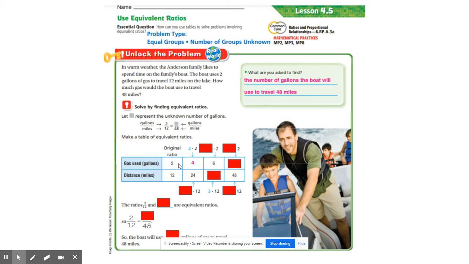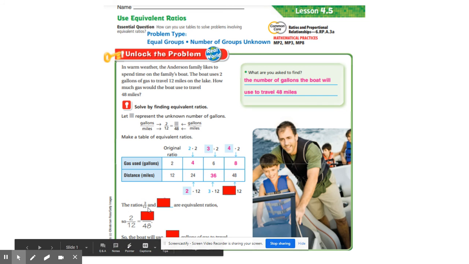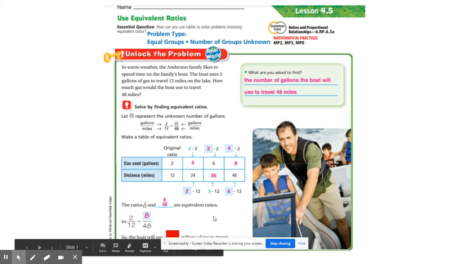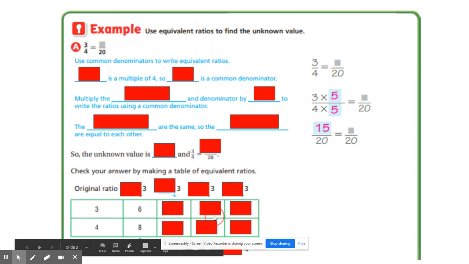Our original ratio was 2 to 12. If we double that, we would get 4 to 24. If we triple that, we're going to get 6 to 36. And if we multiply by 4s, we're going to get 8 to 48, which is what we're looking for. So the ratios 2 to 12 and 8 to 48 are equivalent ratios. Okay, so 2 over 12, 8 over 48, same thing. So the boat's going to use 8 gallons of gas to travel 48 miles.